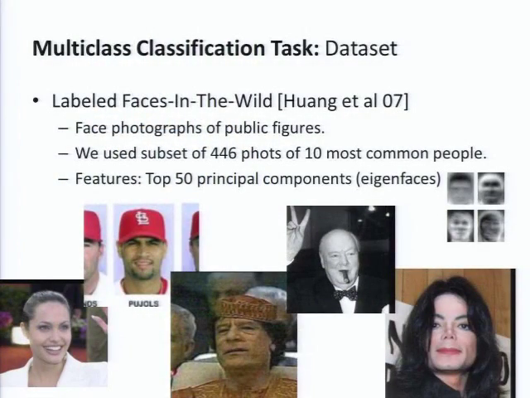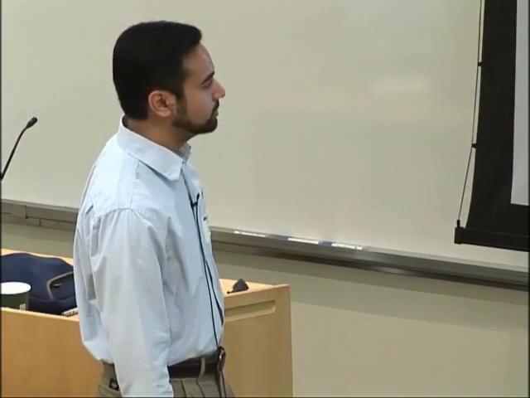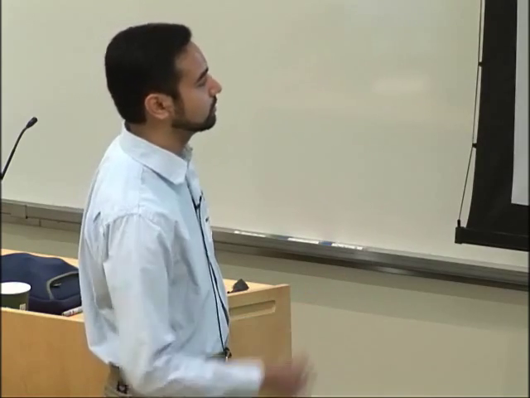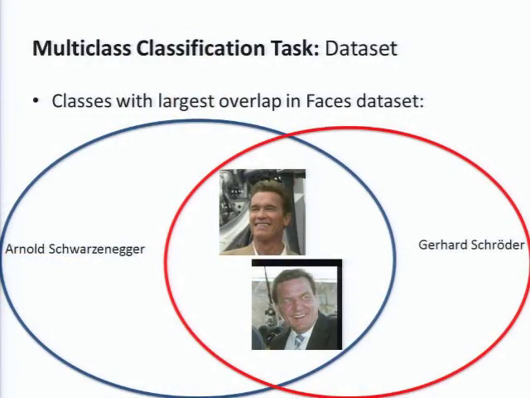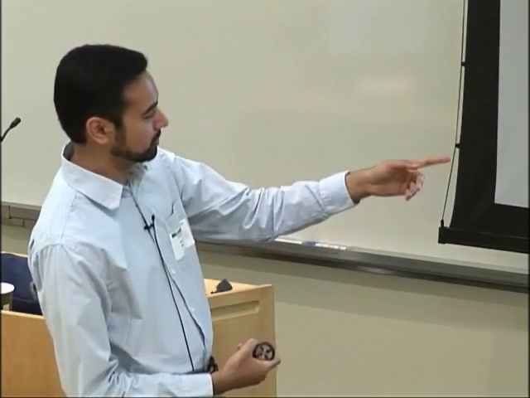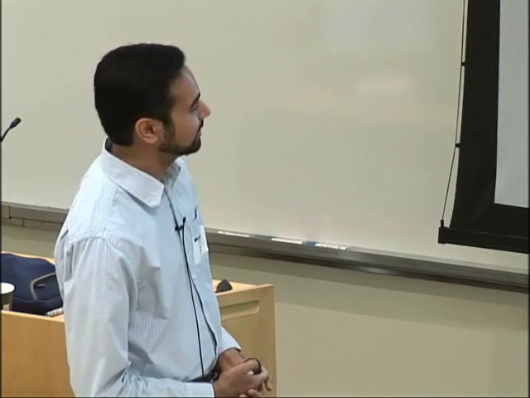We tried this on a data set called Faces in the Wild. This is a data set of facial photographs of public figures. The features are the eigenfaces. Just to give an example of what a border region between two classes looks like, these are the two classes in our data set that had the largest border region by our definition. They're Arnold Schwarzenegger and Gerhard Schroeder, the former German Prime Minister. And they kind of look alike, right? I think they do.